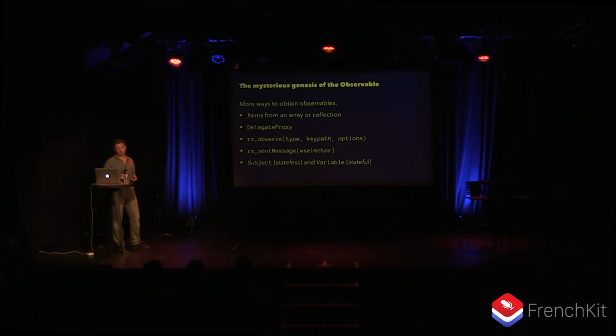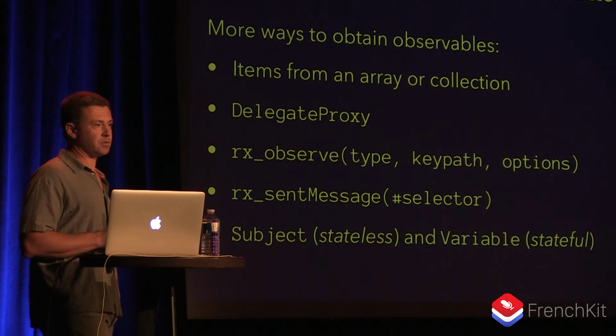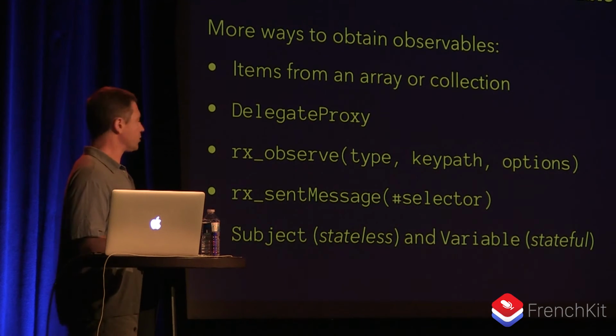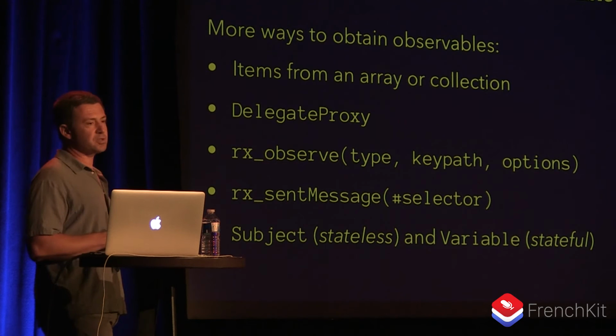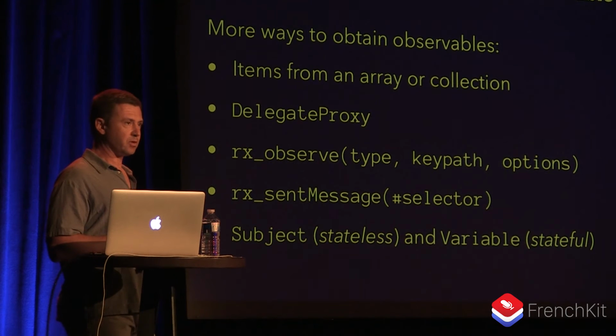RxObserve is a way to turn KVO into observable sequences. RxSendMessage turns selectors, by swizzling, into observable sequences. Obviously, you cannot observe selectors which have to return a value because you can't return a value. And finally, subject and variable are two very interesting observables because they are observables you can feed values to. So you send them a new value and all the subscribers to the observable will receive the new value. So it's a very good way to get started with Rx with minimal cost. Even though it's not the way we recommend you work, it's still very nice.